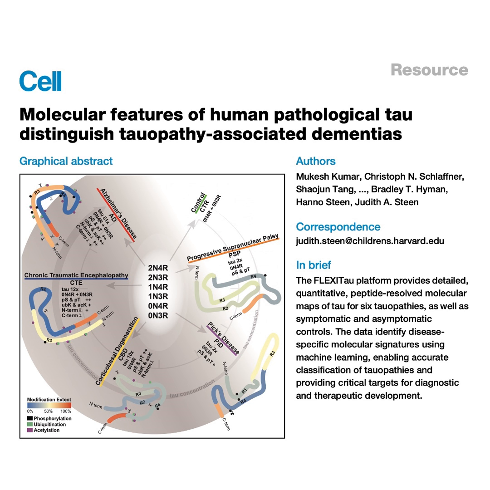Right. And to really get why this matters, you have to understand that our standard methods just ask, is tau there? It's a head count. Yes or no? FLEXITau is totally different. It's a type of mass spectrometry, but it asks what is written on the tau. It literally reads the chemical graffiti on the protein. I love that image. Chemical graffiti.